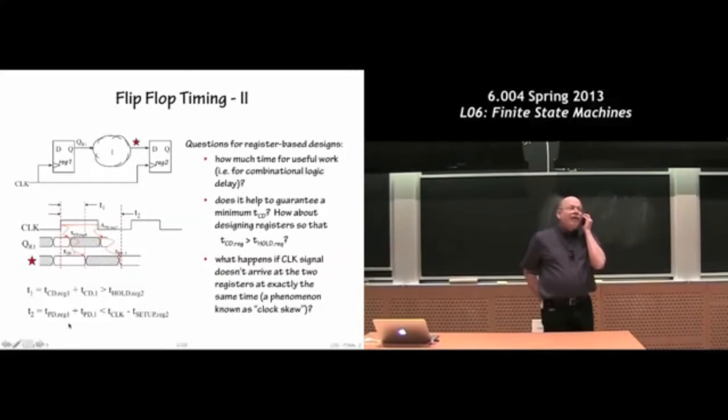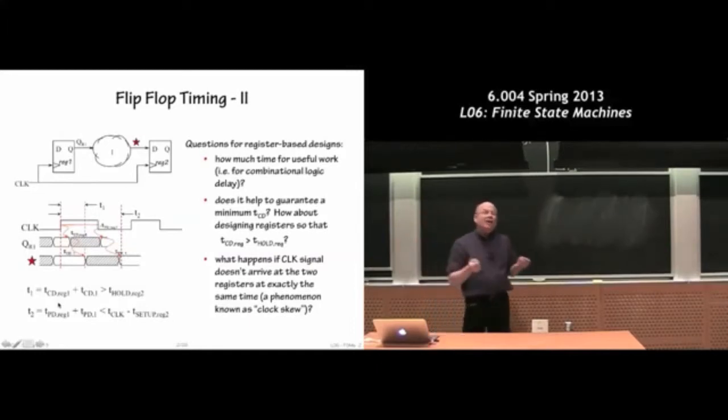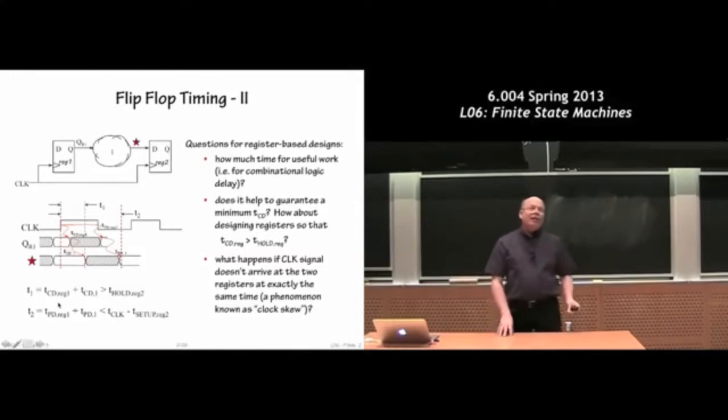Well, if you don't have enough contamination delay, then in fact what will happen is the circuit will not work correctly, and there's no clock signal involved in that first timing constraint, right? I mean, if that is broken, you basically have to redesign your circuit to provide sufficient hold time.